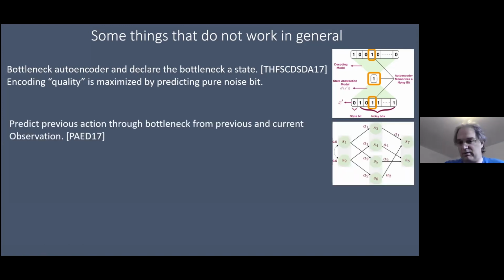So another approach which people have looked at is trying to predict the previous action through a bottleneck from the previous and current observations. So this is the curiosity-driven exploration approach. And there's a counterexample here. I think it's worth walking through carefully. So in this counterexample, what happens is you start randomly in either S1 or S2. You don't know which. So it's 50-50 between the two.